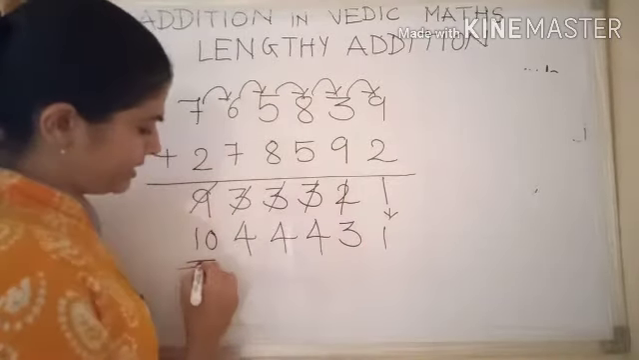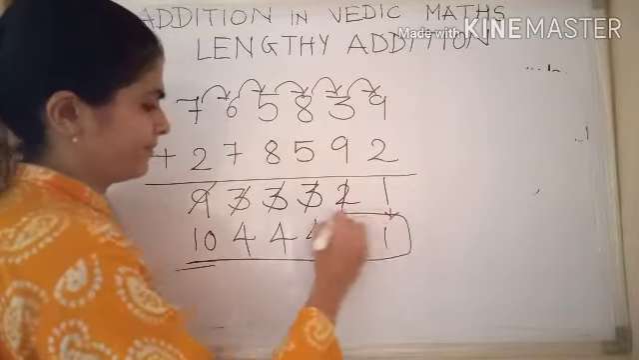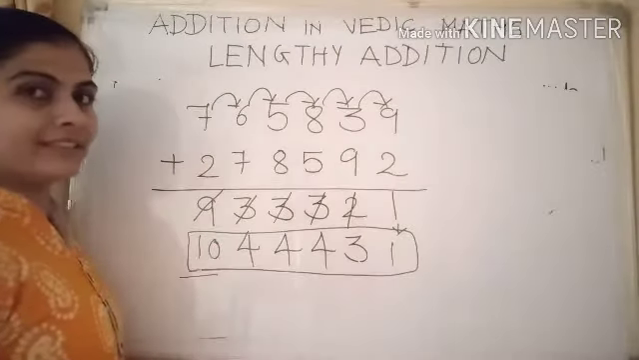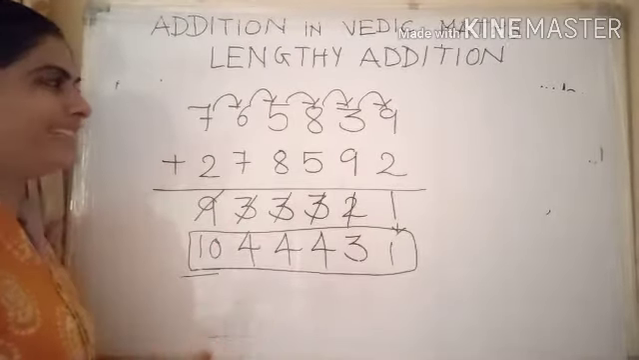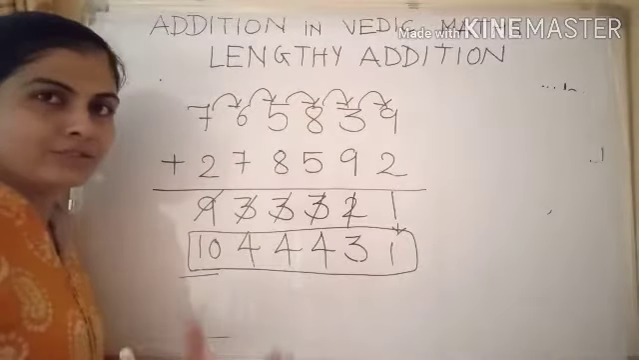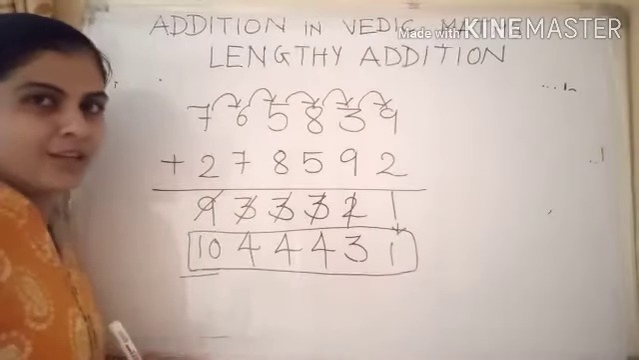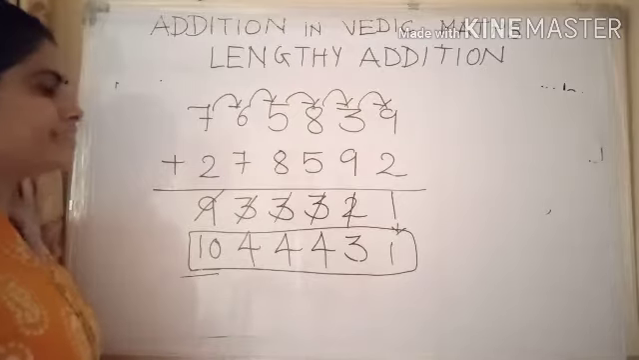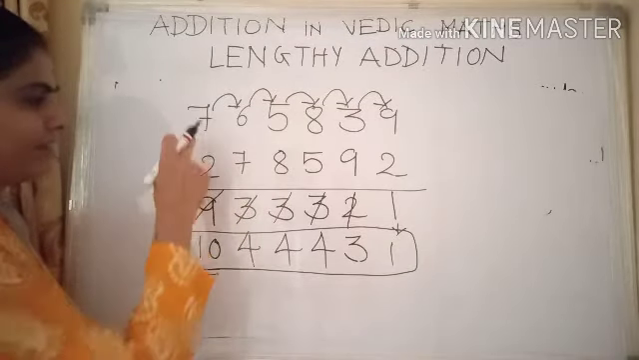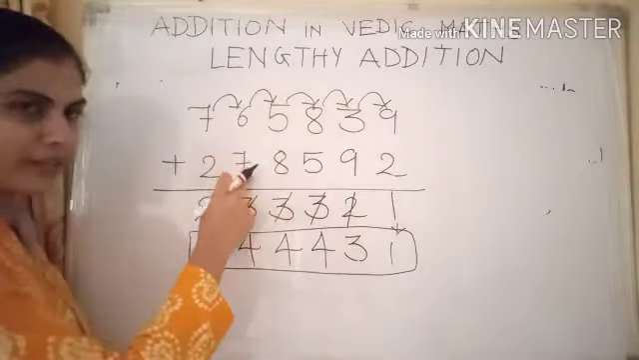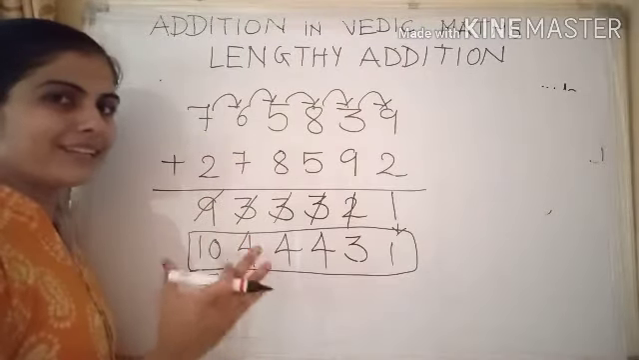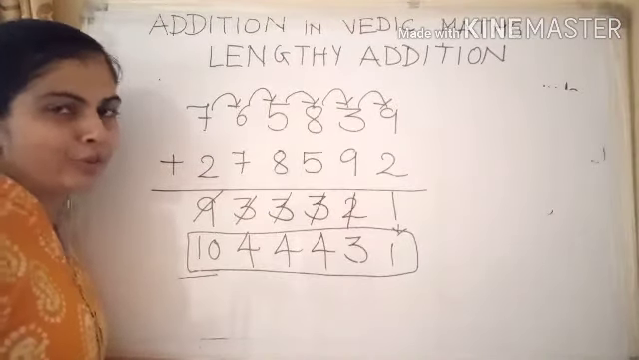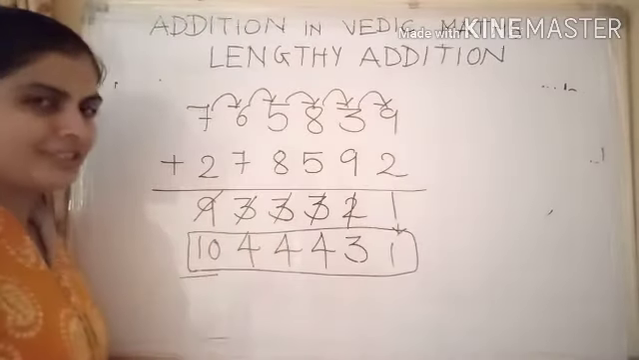So I am writing 1 over here. So the final answer is 1044431. As you do more practice, you will come to know how to do addition very quickly. I am explaining to the beginners. Being a student, you may think it is taking much more time, but once you do the practice, you can write the answer directly. Like I have written 7 plus 2, 9. I cut 9 after looking at this pair. Once you do the practice, you can write down answers directly and you will enjoy it. Hope you have understood the concept of the lengthy addition also.